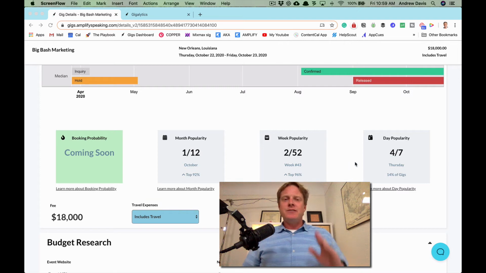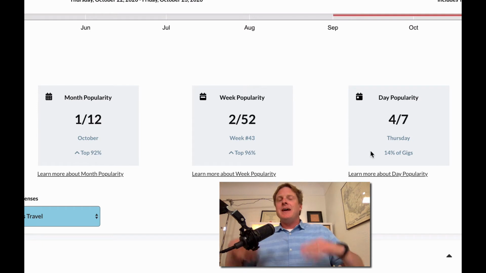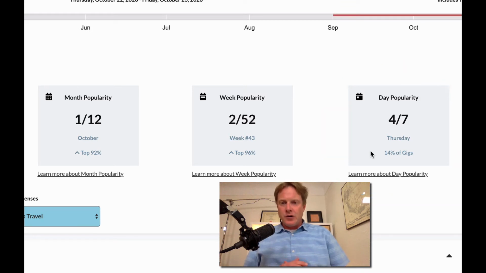Gig Geeks, we are talking about day popularity. We've talked about month popularity, week popularity, and now day popularity. Day popularity is looking at all the gigs that you've ever been booked for and looking at which day is the most popular, from 1 being the most popular to 7 being the least popular.